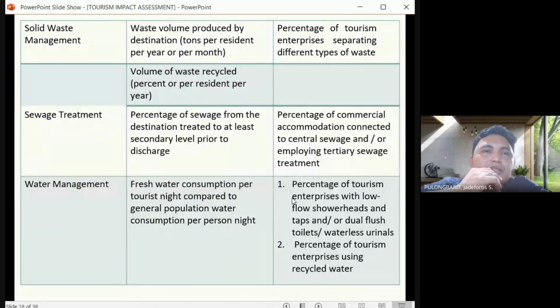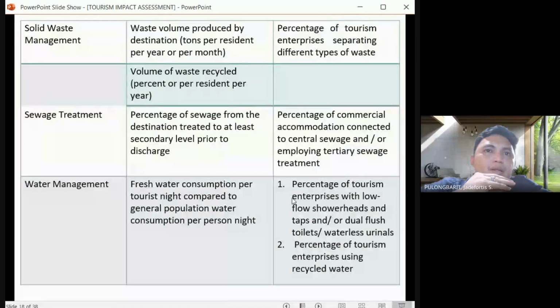Sewage treatment: percentage of sewage from the destination treated to at least secondary level prior to discharge. Percentage of commercial accommodation connected to central sewage and/or employing tertiary sewage treatment. That is for sewage treatment, that is another criterion.